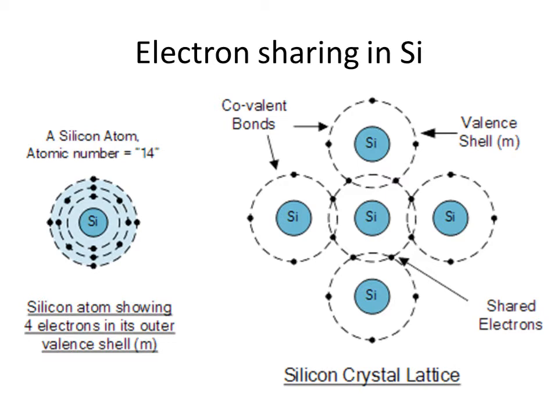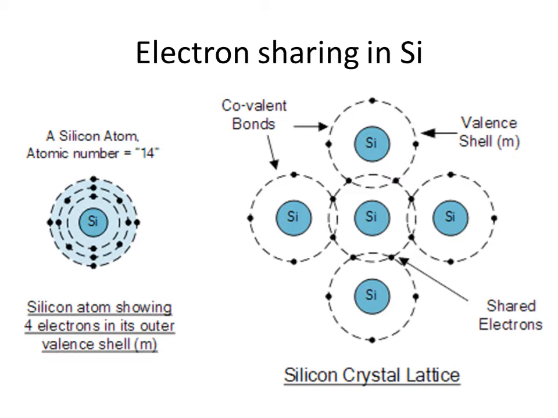In the atomic arrangement, you can see the outermost shell has 4 electrons, so the valency is 4. But in order to complete the octet, it needs 8 electrons, and it has only 4. So how is it going to complete the valency? It needs 4 more electrons.